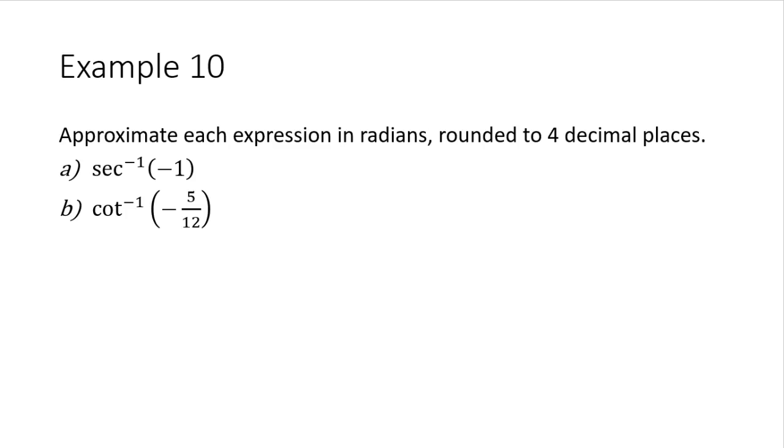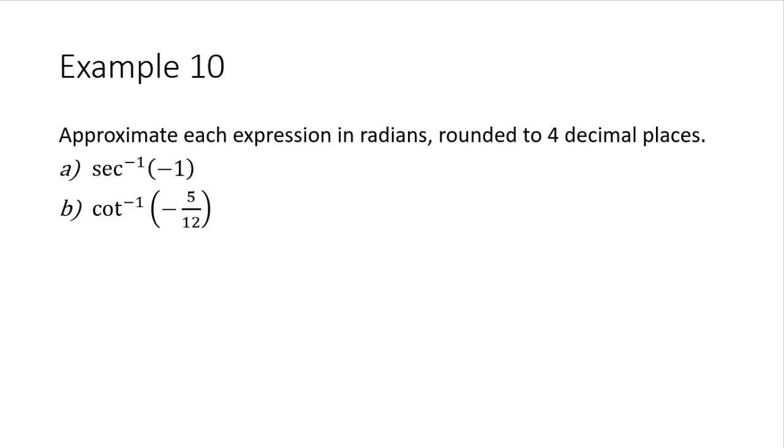Example 10, approximate each expression in radians rounded to 4 decimal places. Part A, the inverse secant of -1. Okay, the first thing you're going to notice is that there is not a secant key on your calculator, and that's a problem. But I do have a cosine key, and that helps because I know that the secant is the reciprocal function for the cosine.